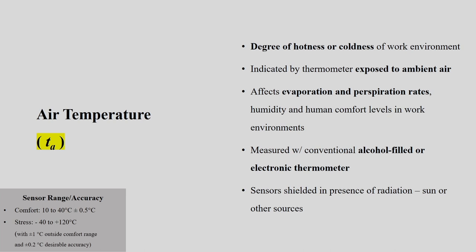So here you can see I have given a range, that is where you will feel what. You will feel comfort if it is 10 to 40 degrees Celsius plus minus 0.5, whereas you can feel stress if it is minus 40 degrees to plus 120 degrees Celsius. So here you can feel heat stress, here you can feel cold stress, right? This is the kind of air temperature, and we are going to measure it using the alcohol filled thermometer or any kind of electronic thermometer.